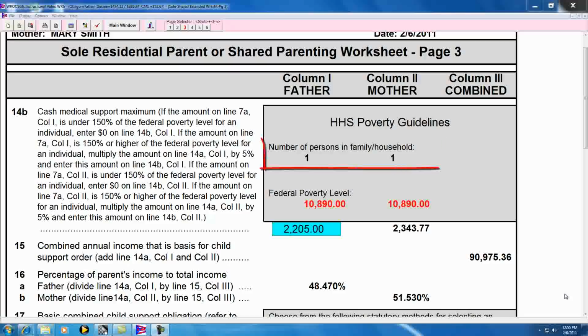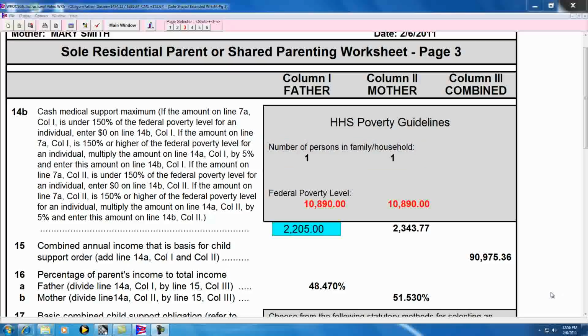Also, don't attempt to increase the number in the number of persons in the family field. The directive from the Ohio Department of Job and Family Services is that this value should remain at 1, regardless of what you consider the actual family size to be. This interpretation may be based on the use of the word individual in that line.